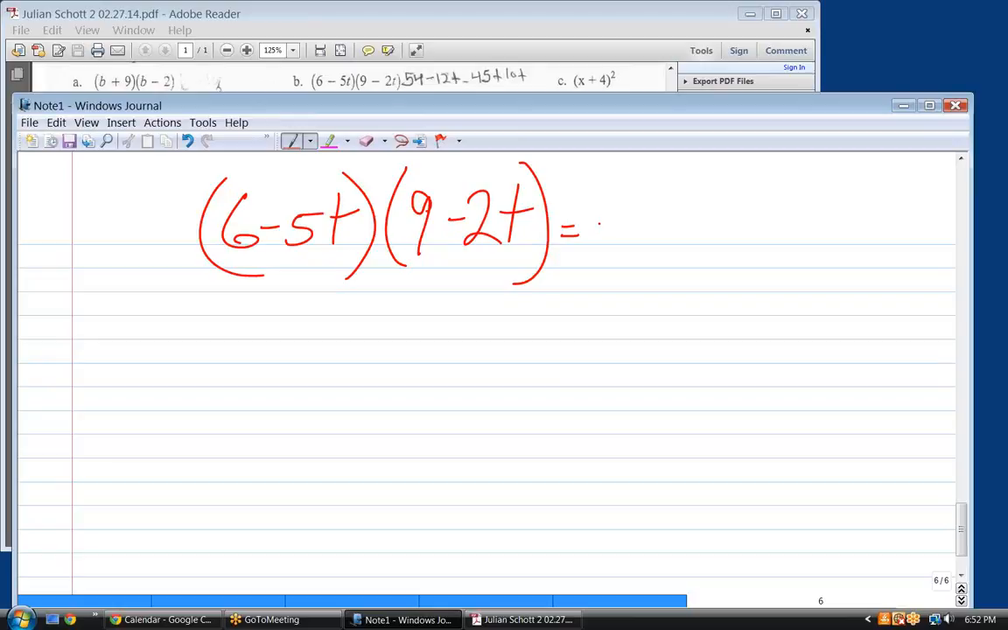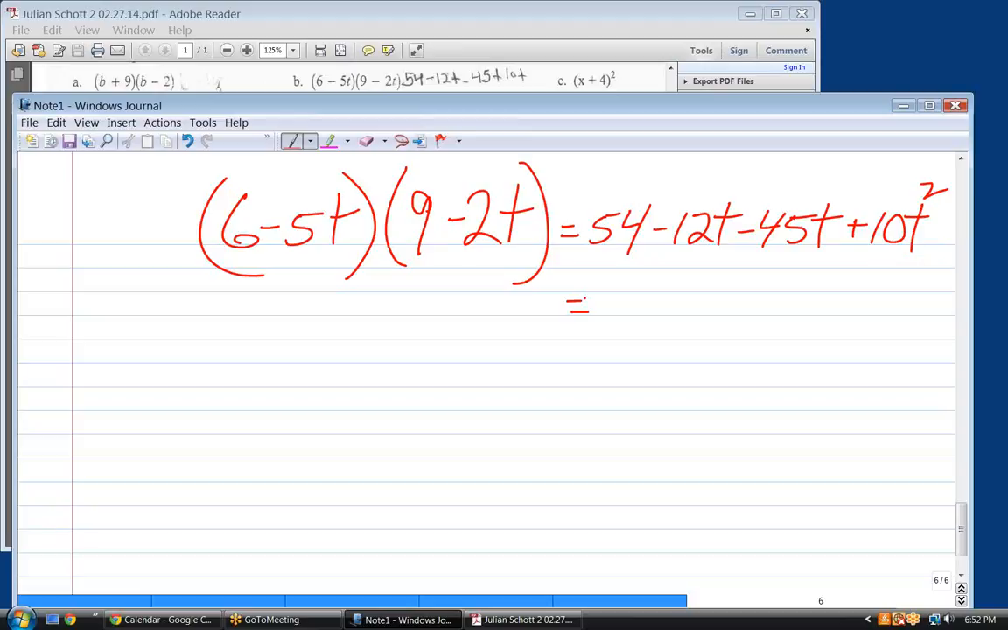6 times 9 is 54. Minus 12t. Minus 45t. Plus 10t. Well, this term here is 45t. It's the 9 times the minus 5t. Oh, yeah. And then finally plus 10t squared. When you have to multiply the 5 times the 2, you have to multiply the minus 5 times the minus 2, and you have to multiply the t times the t.